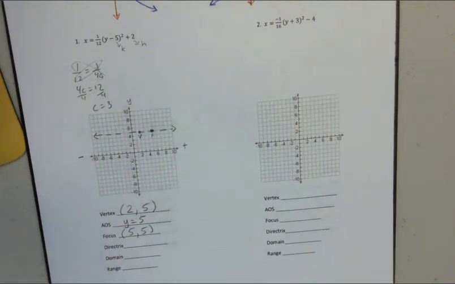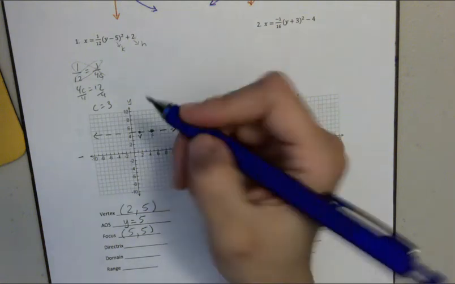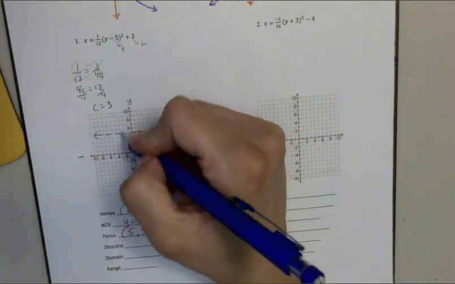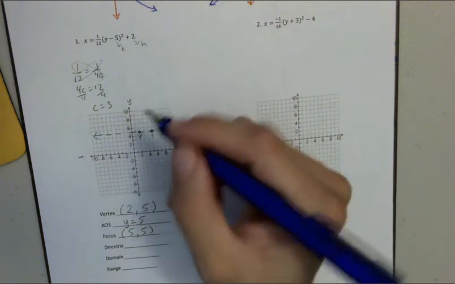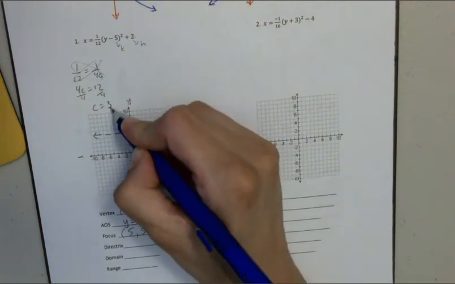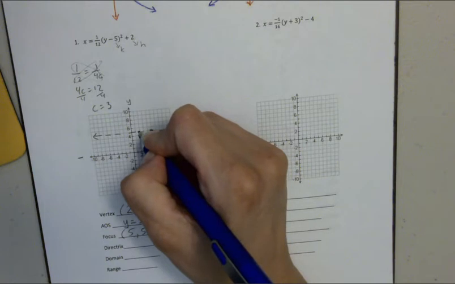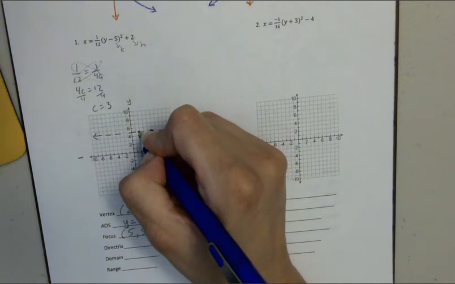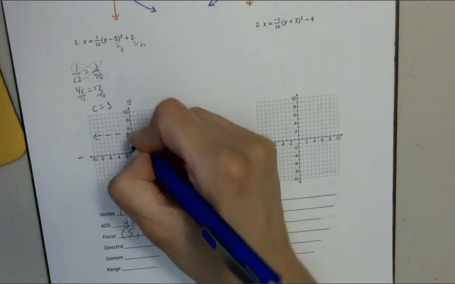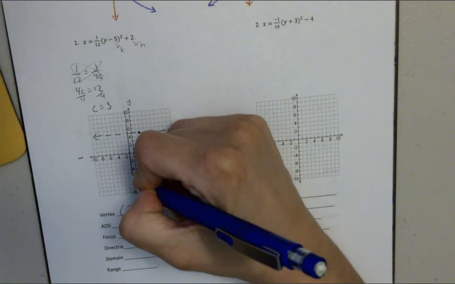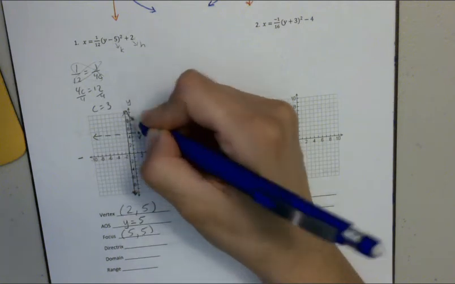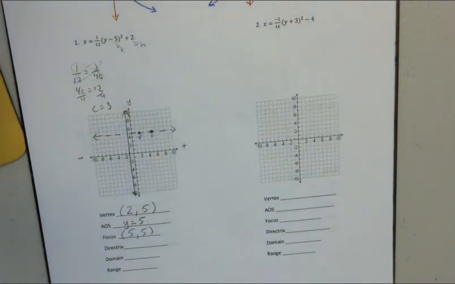All right, now we need to find the directrix. So the directrix is going to be the vertical line behind your parabola. And again, it's C distance away or C units away. So since C is 3, I'm going to start at my vertex and I'm going to go to the left 3 units. So 1, 2, 3. And then at this point, I'm going to draw my directrix. And remember, my directrix is this vertical line behind your parabola.